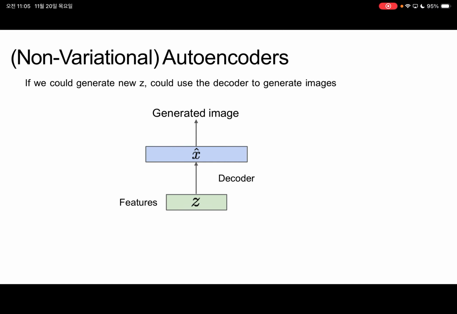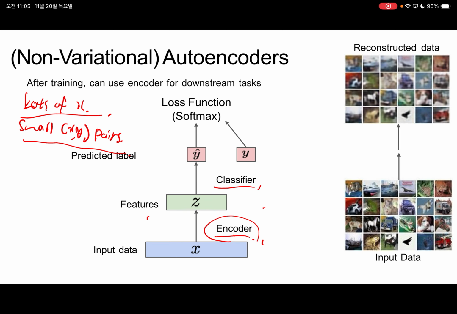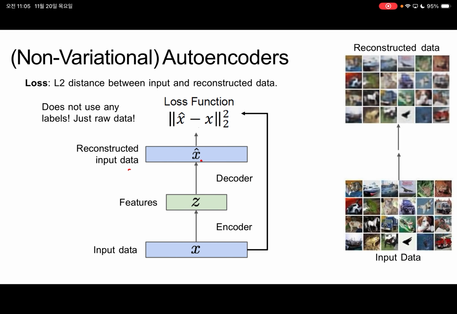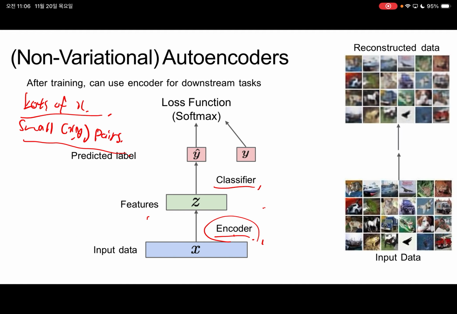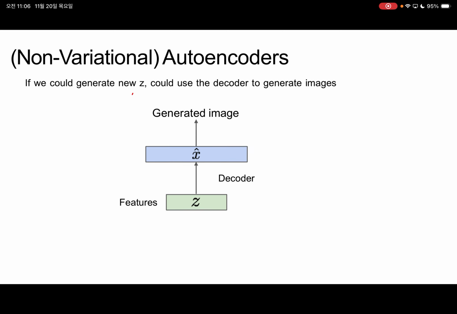And then if we can generate a new latent feature, then we can use the decoder to generate images, right? That is obvious, because in the training stage, given Z, the decoder is trained to reconstruct the input image. So if we can generate a new Z, then we can use the decoder to generate images. But the problem is that generating a new Z is not easier than generating a new X. How can we generate Z without X, without the encoder? How can we generate a new Z? That is the problem.